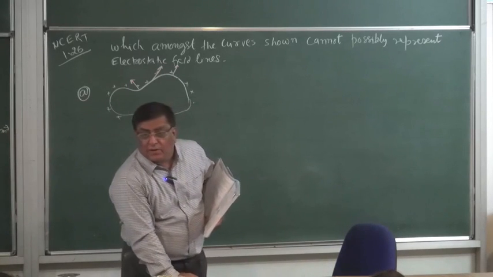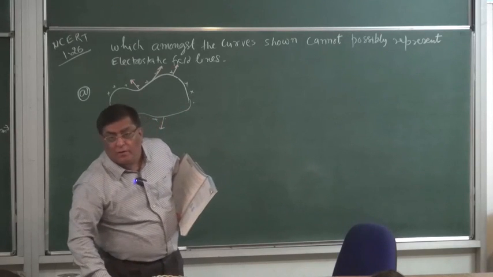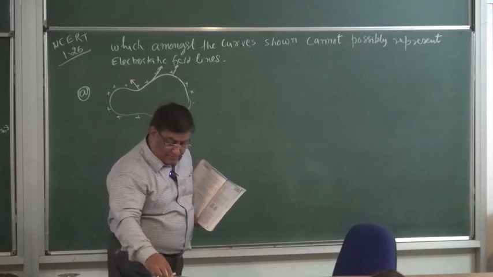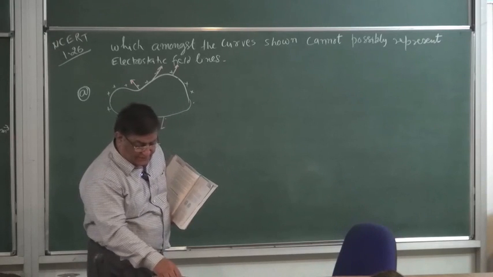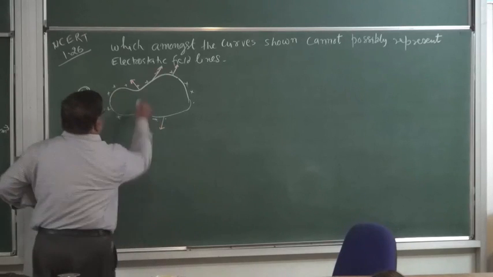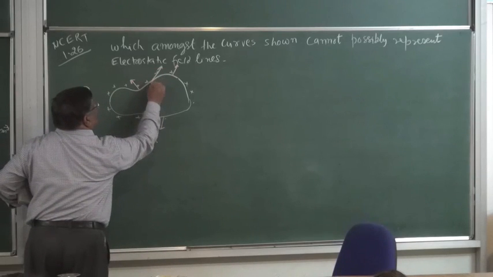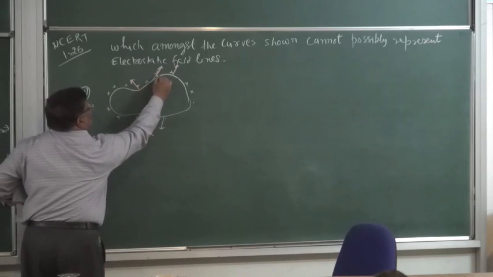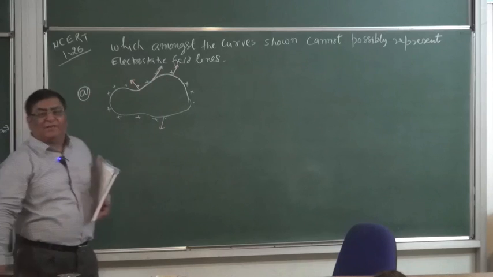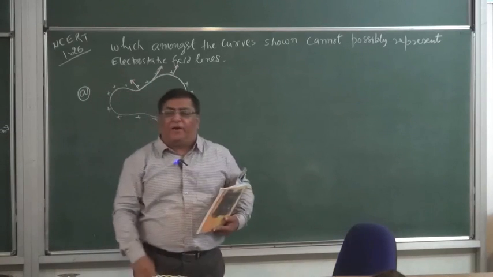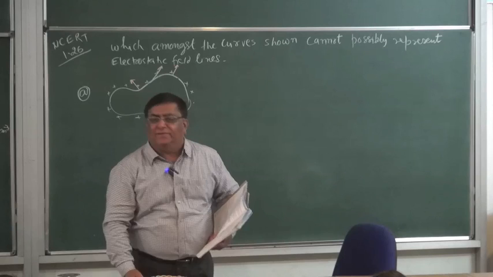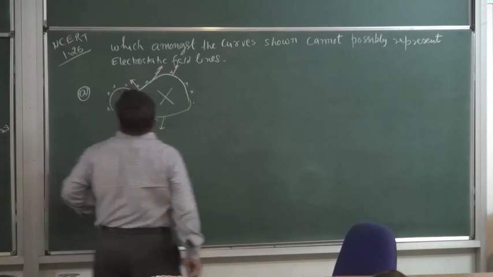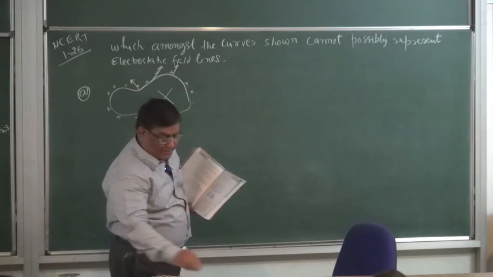Because they are not perpendicular to the surface. Here perpendicular is important. See, this is the surface, and this is electric field. This angle is not a right angle, therefore this electrostatic field is not represented correctly. This will not exist. Okay, so now we go to example B.